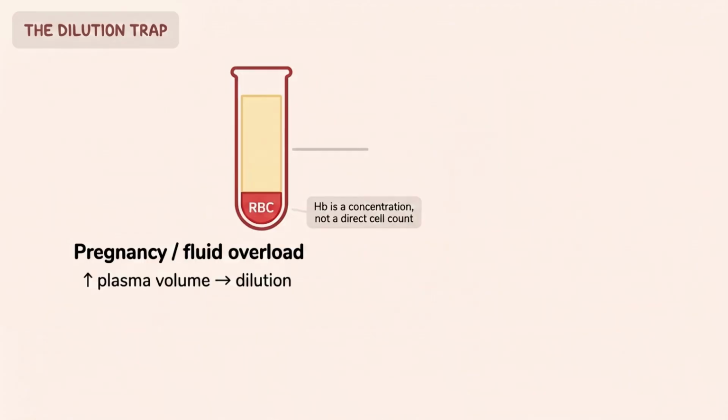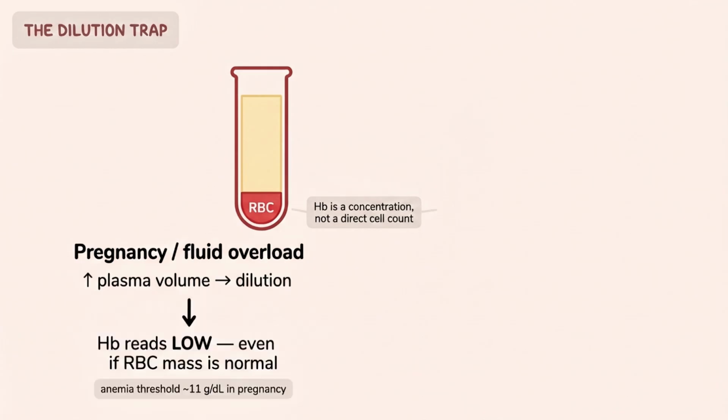What happens in pregnancy? During pregnancy, plasma volume increases, so now we have more plasma around the same red cells. The blood becomes relatively diluted, and the hemoglobin concentration falls. So the woman may have a lower hemoglobin concentration without having the same degree of reduction in the actual red cell mass. That's why the anemia threshold in pregnancy is lower. It is around 11 gram per deciliter, while in a non-pregnant woman it is 12 gram per deciliter.